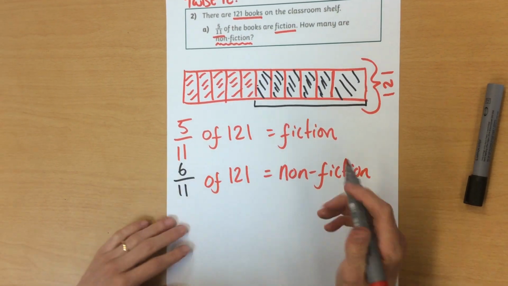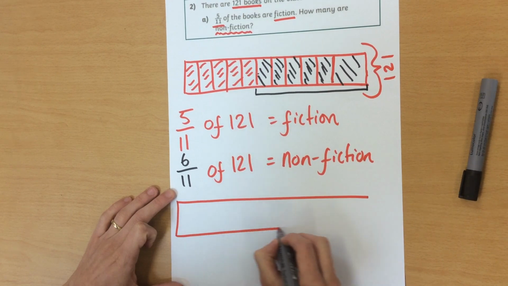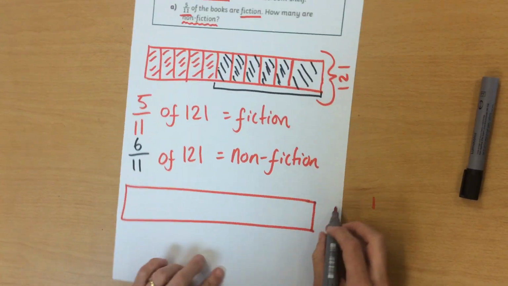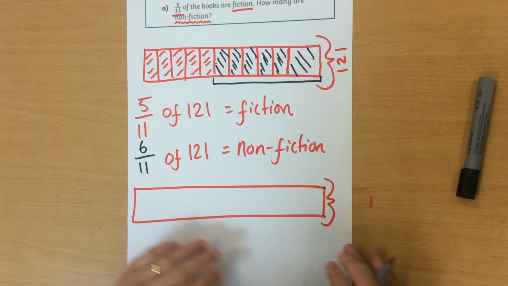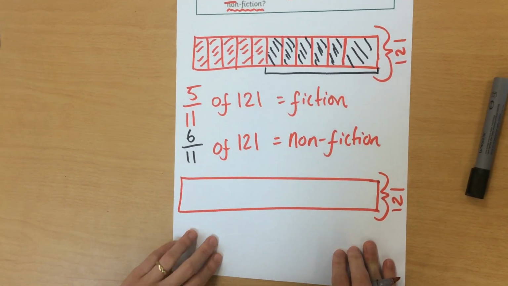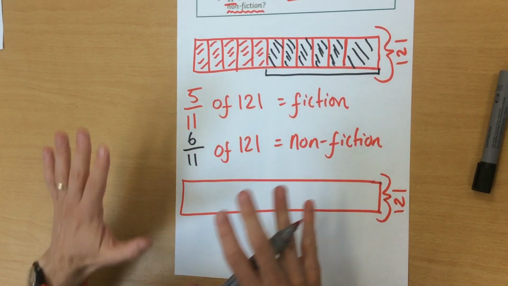Right then, I'm going to draw another bar. What's the total of the bar now? Is it the same? Is it slightly different? It's still the same. It's still 121. I still have 121 books in total. Now, to find a fraction of an amount, I've done a video on this previously, but this is just to give you a bit of a reminder.